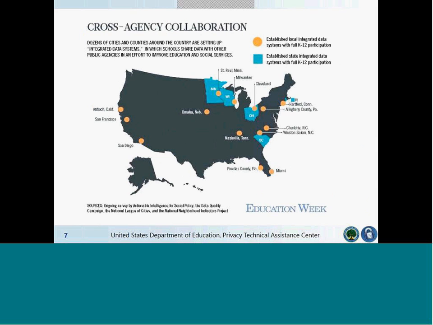This provides examples of both state longitudinal IDSs and local-based IDSs. These are examples of established state systems with full K-12 participation. The orange represent the locally established IDSs. For instance, Now Public Schools has been partnering with local agencies to determine the impact of school programs on students' reading.